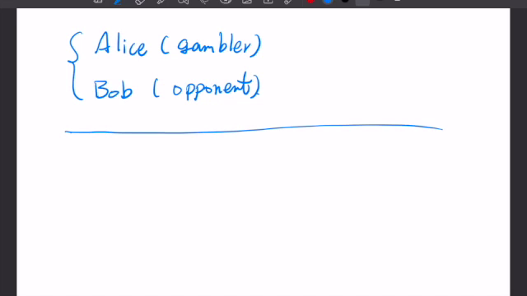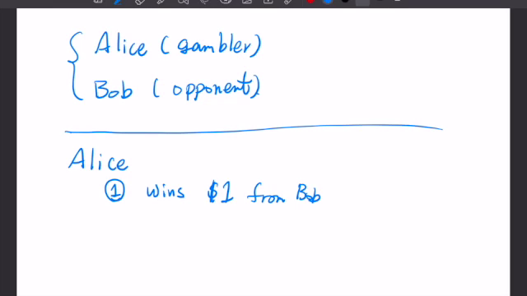At each play, there are two possibilities. Alice either wins or loses. Alice wins 1 unit, let's say $1 from Bob, with probability p. So this is some constant.